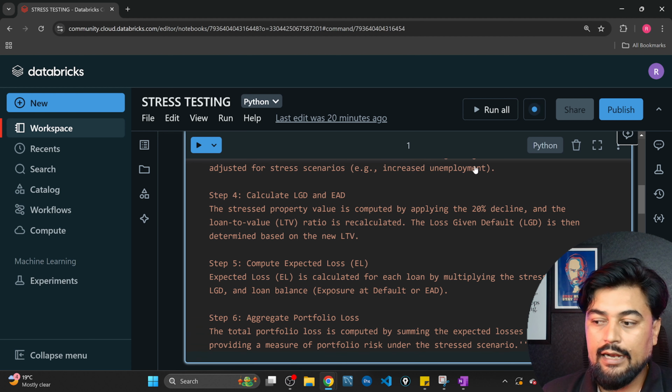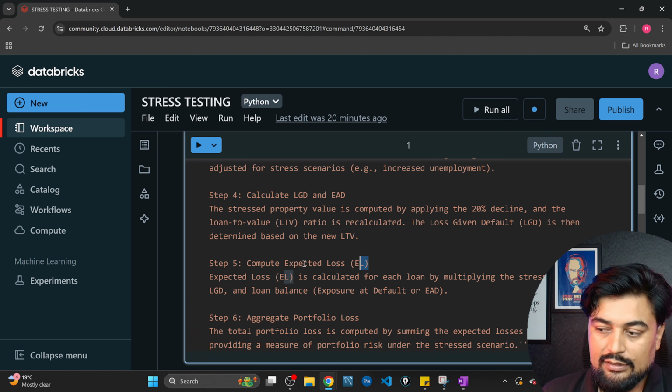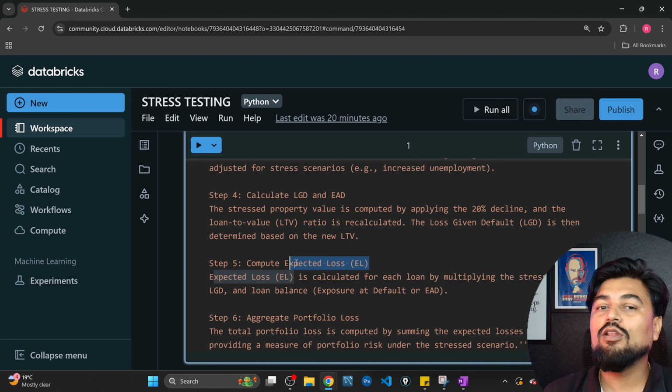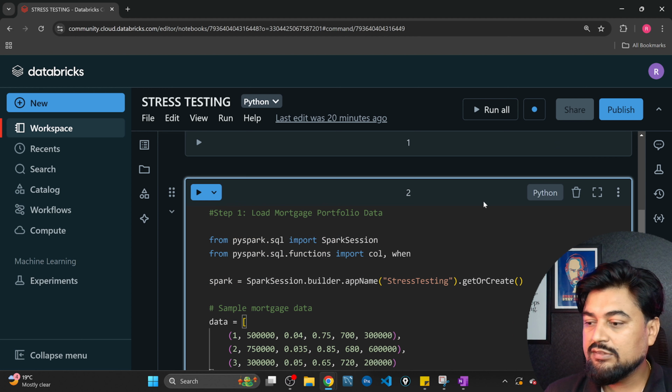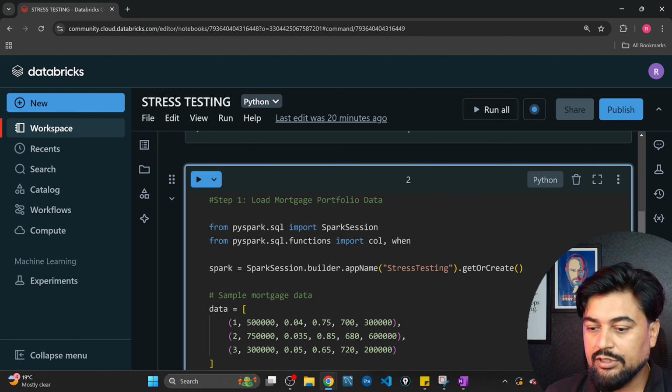After that, PD calculation, calculate LGD and EAD. Then we will calculate the estimated loss and then we'll aggregate on the portfolio level. So I mentioned it when we were starting this. Okay. Now this is our piece of code. So let me share this code.